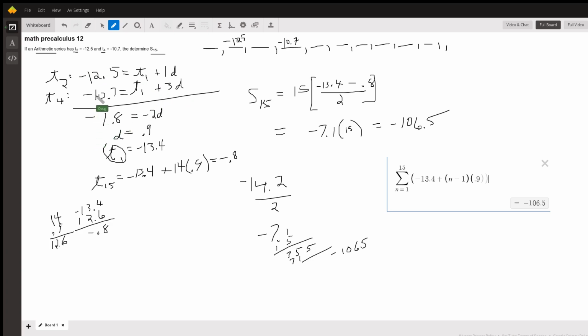Now I've got a system of 2 equations, 2 unknowns. I can see that if I subtract the second equation from the first, the t sub 1s will disappear, and I'll be able to solve for the common difference, which is what I've done here. There's d equals 0.9, and by putting 0.9 in for d, like right here, I find out that the first term is negative 13.4.